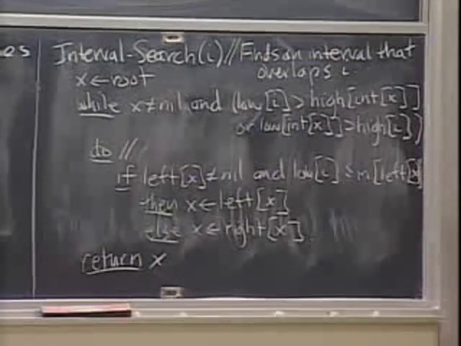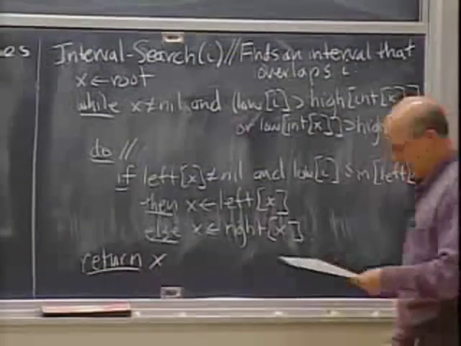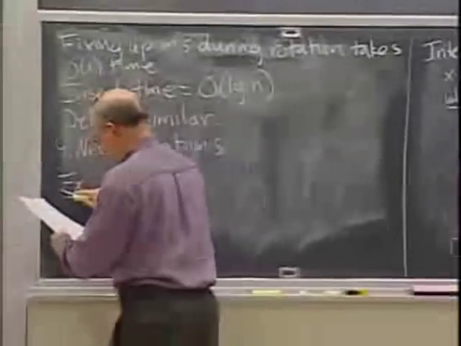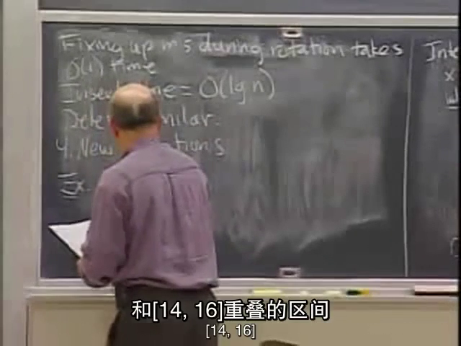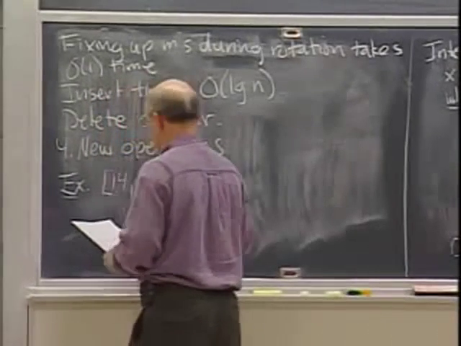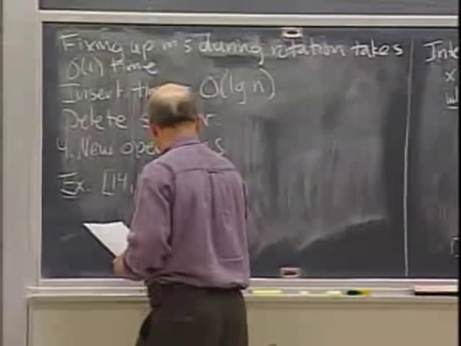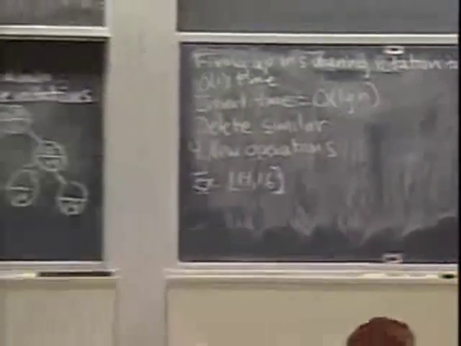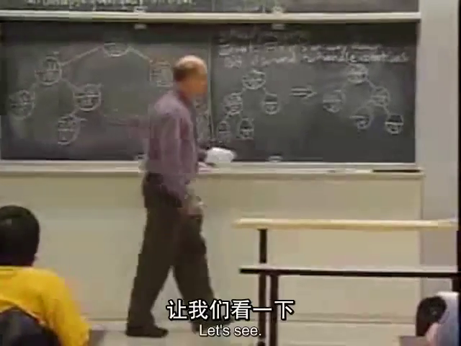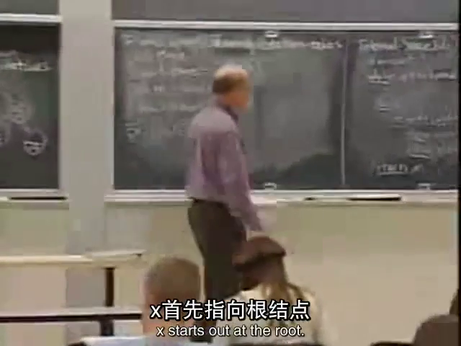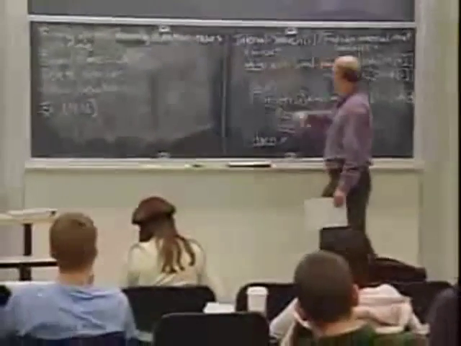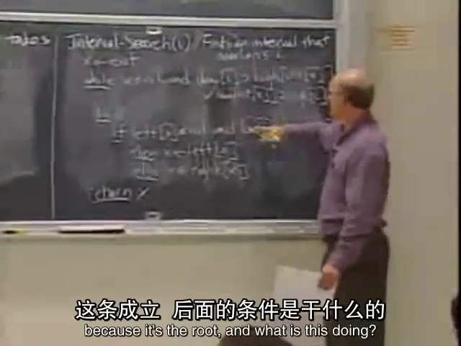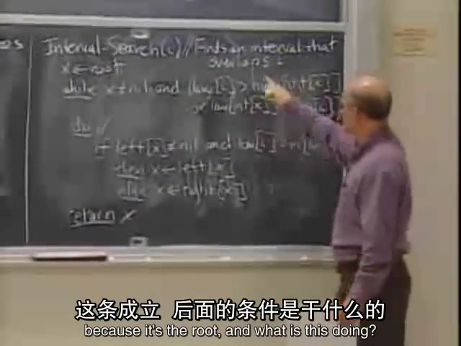Let's search for the interval 14, 16 in this tree. So let's see. It says x starts out at the root. And now while it's not nil, well, it's not nil because it's the root. And, well, what is this doing?